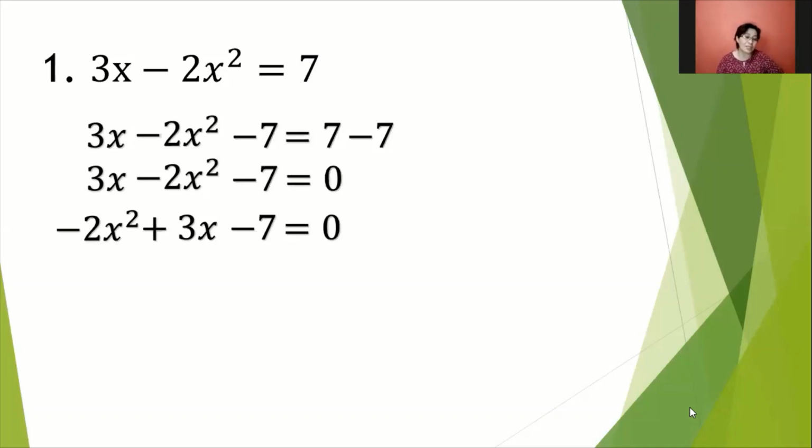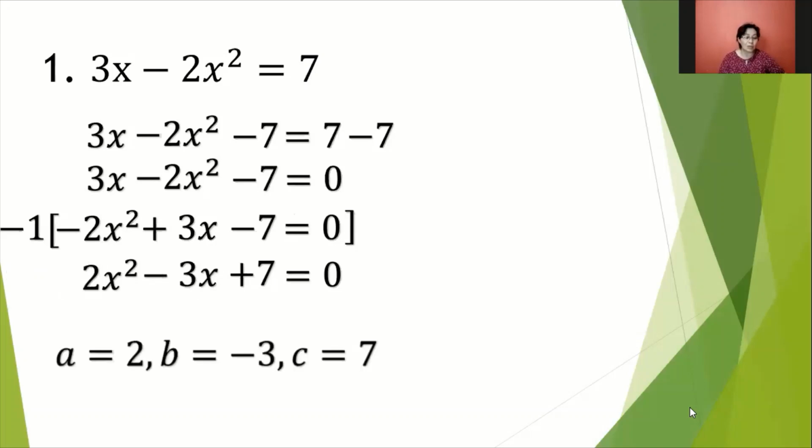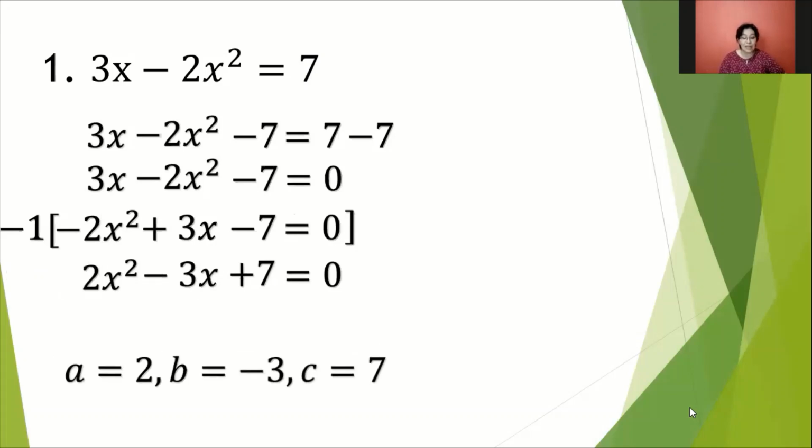In order to change the sign of the quadratic term, we have to multiply the whole equation by negative 1. Negative 1 times negative 2x squared is equal to 2x squared. Negative 1 times positive 3x is equal to negative 3x. Negative 1 times negative 7 is equal to positive 7. Then that is equal to 0. As simple as that. Then the value of a is equal to 2, b is negative 3, and c is equal to 7. Okay?